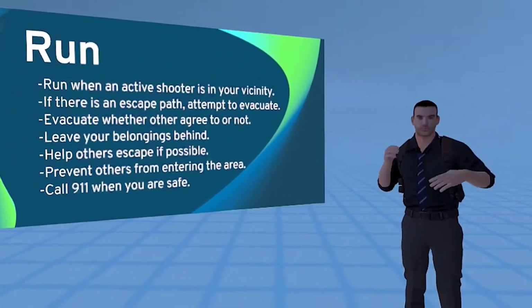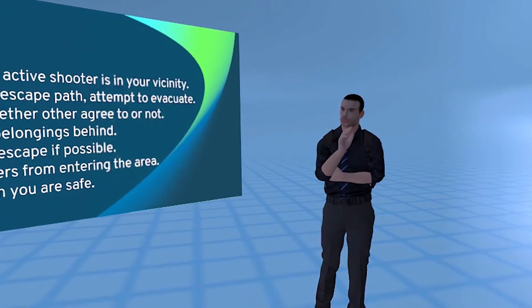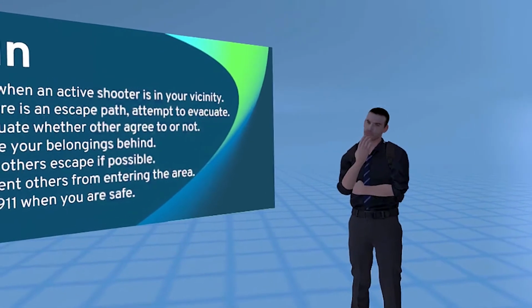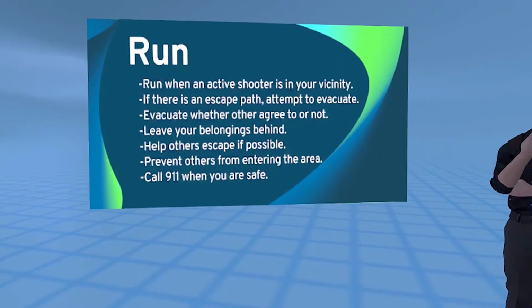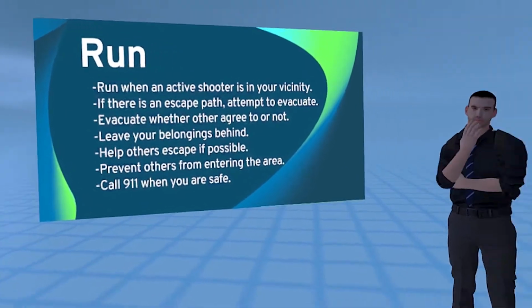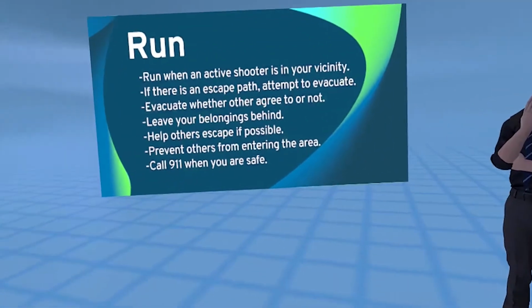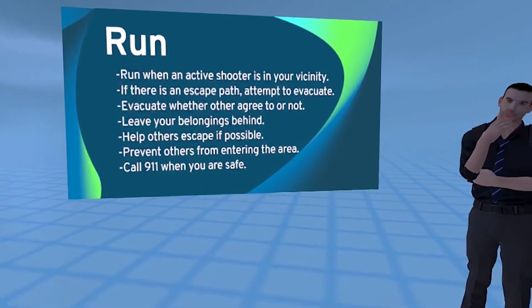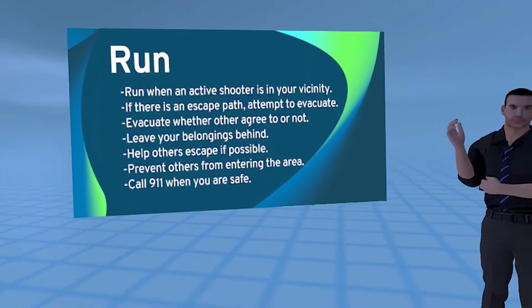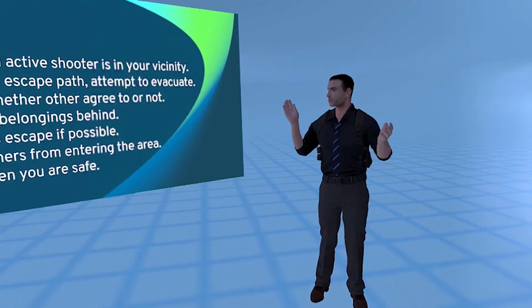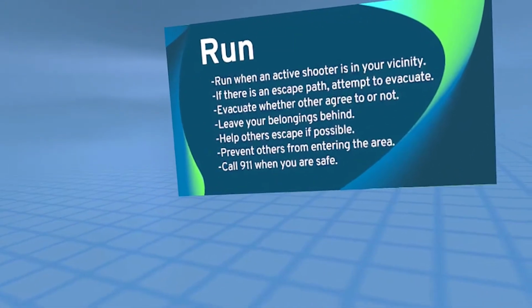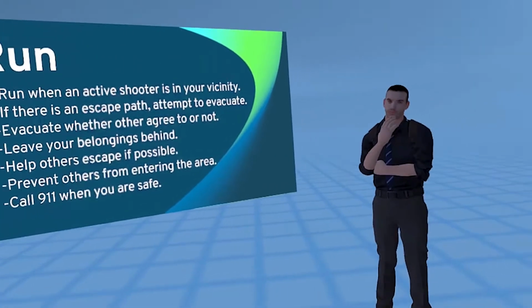Now let's do a quick recap of 3 things you can do to make a difference to help ensure your safety in an active shooter scenario. Getting away from the shooter is always the top priority. Leave your belongings behind and, if possible, try to help others escape on your way out of the building. Once you are out, act quickly to prevent others from entering by warning them that there is an active shooter in the building. Call 911 when you are safe. Provide detailed descriptions of the shooter, location, and weapons used.